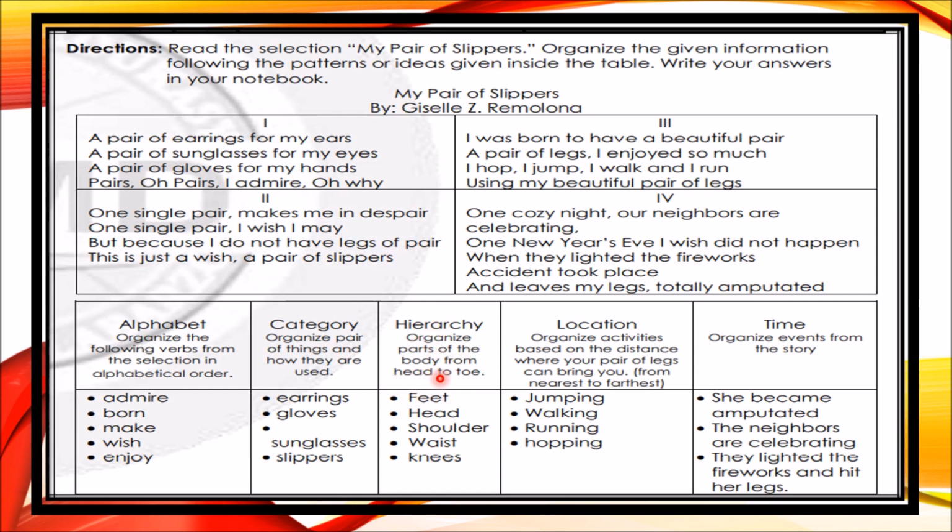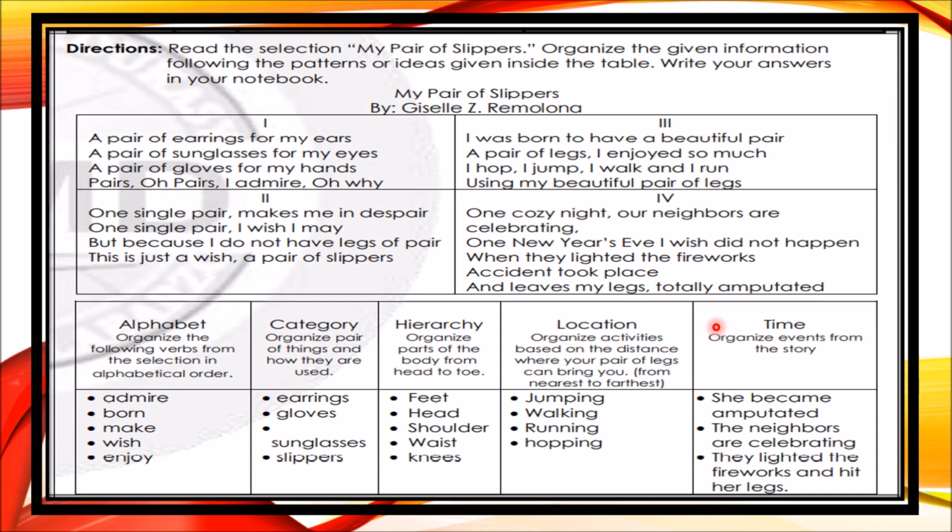Okay, start from head to toe. So head, start with head, shoulder, what is next? Waist, knees, and feet. Okay? And this for location, organize the activities based on the distance where your pair of legs can bring you, from nearest to farthest. So nearest to farthest.